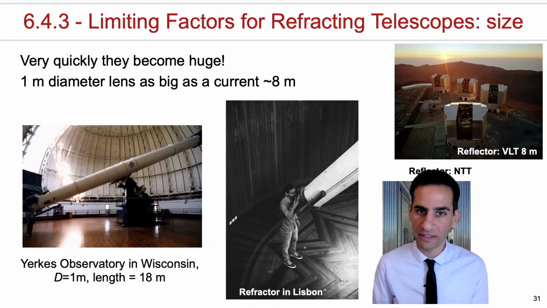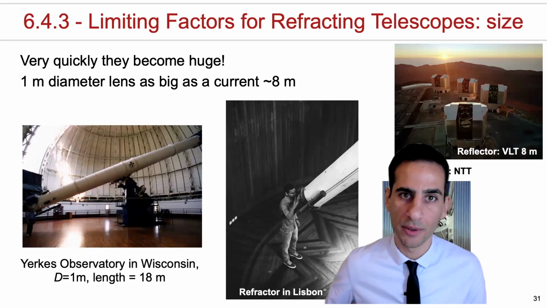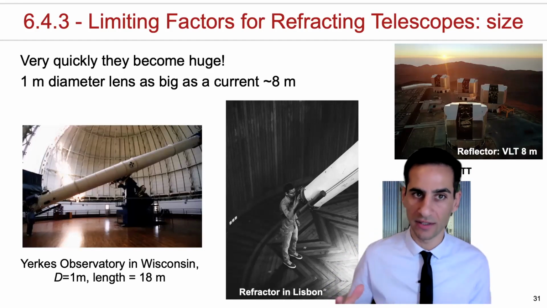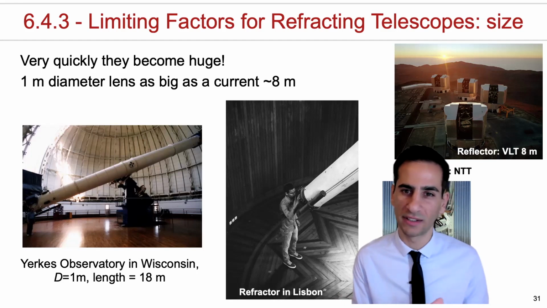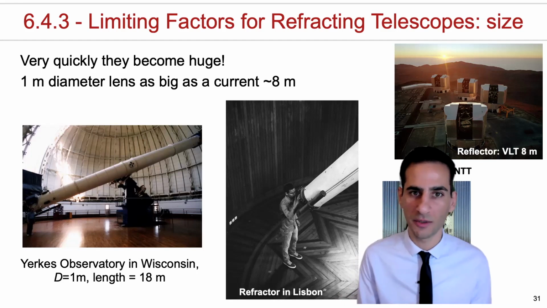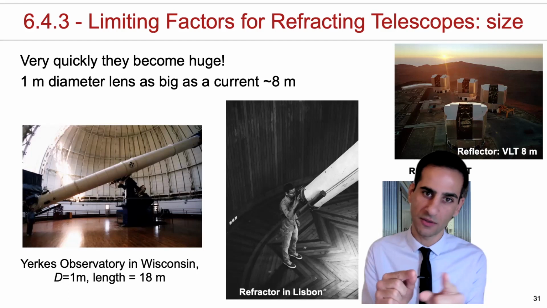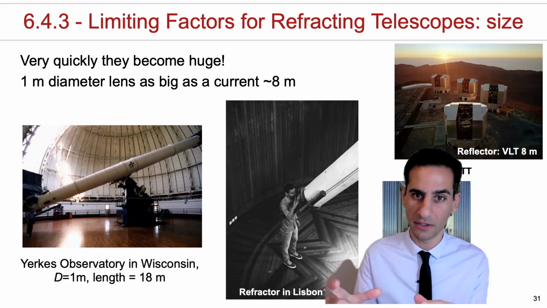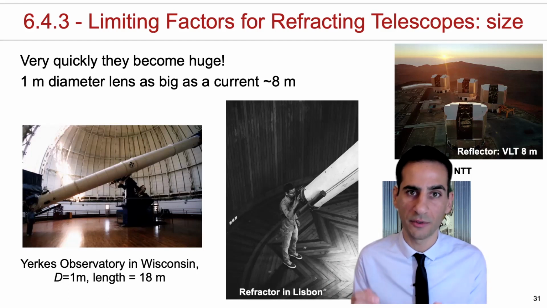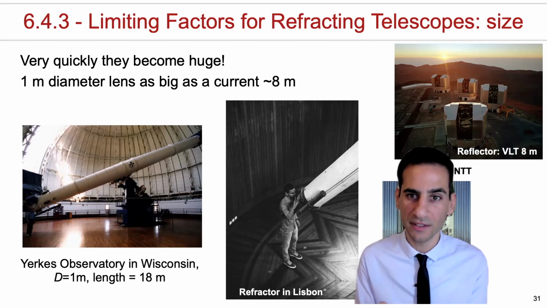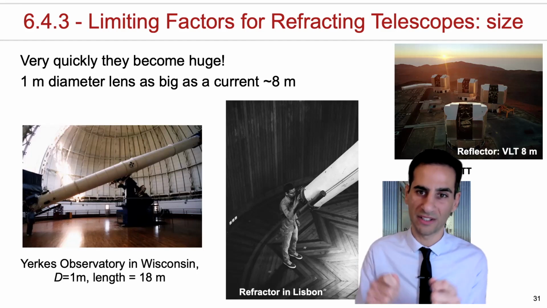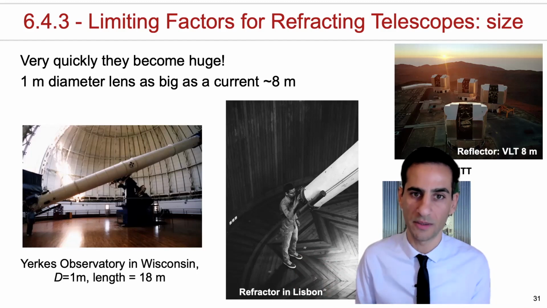The other fundamental limitation for building larger and larger refracting telescopes is to do with the size that you would require. We've mentioned that f number before, the ratio between the focal length, the distance from the objective to where the light actually converges, and the diameter. And it turns out that for refracting telescopes, this number makes it so that when you start to increase the diameter, this focal length is so big that the telescopes become huge.